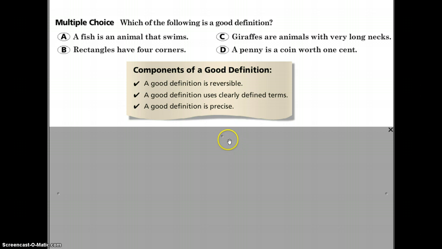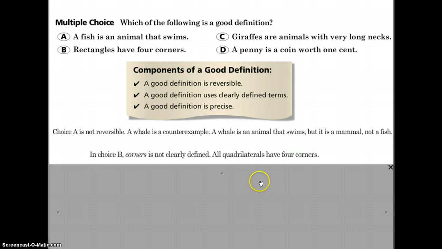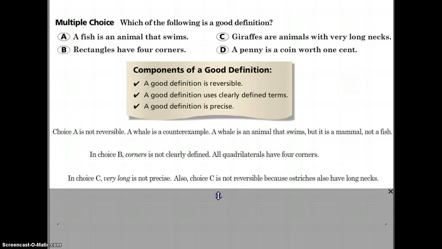A, a fish is an animal that swims. Well, A is not reversible because you have the counterexample of a whale. A whale swims, but it's not a fish. So A is not a good definition. If we choose B, corners doesn't really tell me anything. What's a corner? Rectangles have four corners, okay, but what's a corner? And other things have four corners, a square, a rhombus. So not really a good definition for a rectangle.